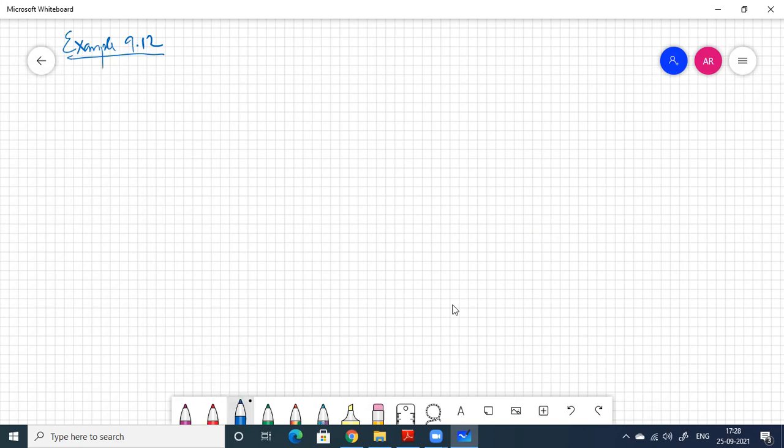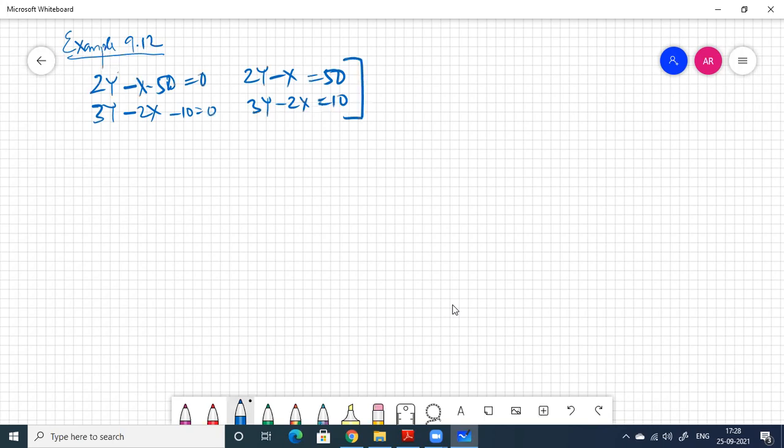From solving x and y, you will get mean. Okay, that means 2y minus x minus 50 equal to 0. You just put 2y minus x equal to 50. Then 3y minus 2x minus 10 equal to 0. You put 3y minus 2x equal to 10. Now, these two are simultaneous linear equations. That's all you have to solve.